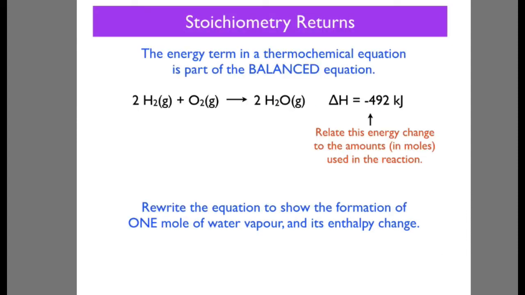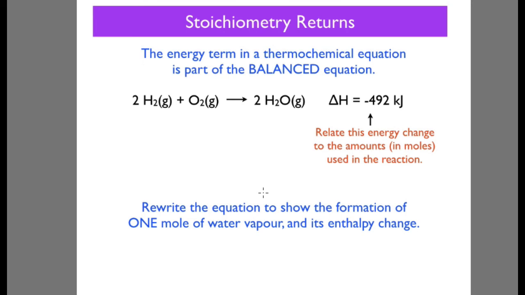The energy term in a thermochemical equation is part of the balanced equation. You can see here that you relate this energy change to the amount in moles used in the reaction. So 1 mole of oxygen gas in this reaction, reacting with 2 moles of hydrogen gas, gives us 2 moles of water vapor, and that would be an exothermic reaction with 492 kilojoules. So this figure is associated with the molarity here.